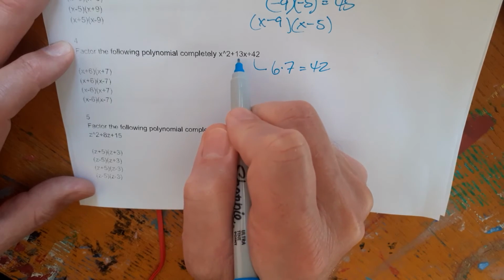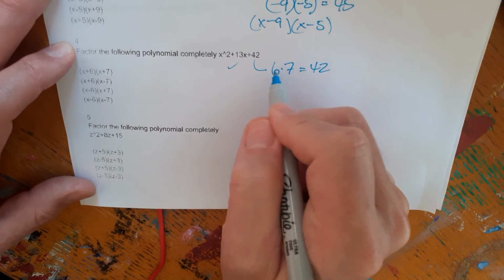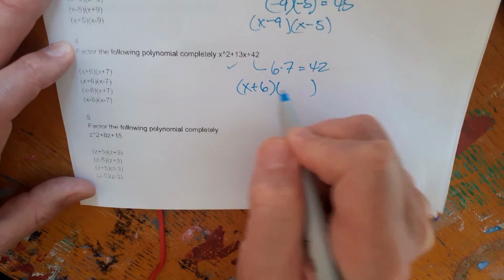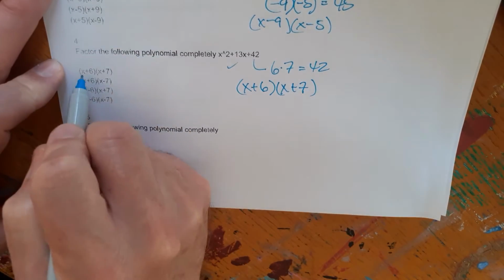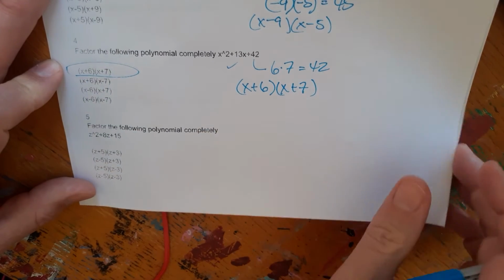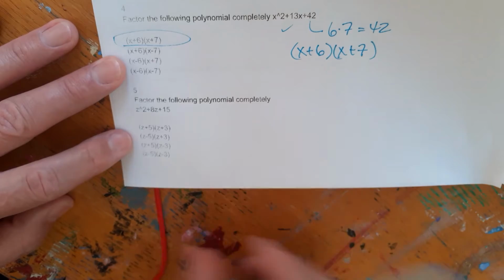If I add them, do I get 13? Yeah, I do. So it's a positive 6 and a positive 7. I can go straight here. I can go x plus 6, x plus 7, x plus 6, x plus 7. Factoring. I could have also started here and gone forward like I showed you in the initial problem.